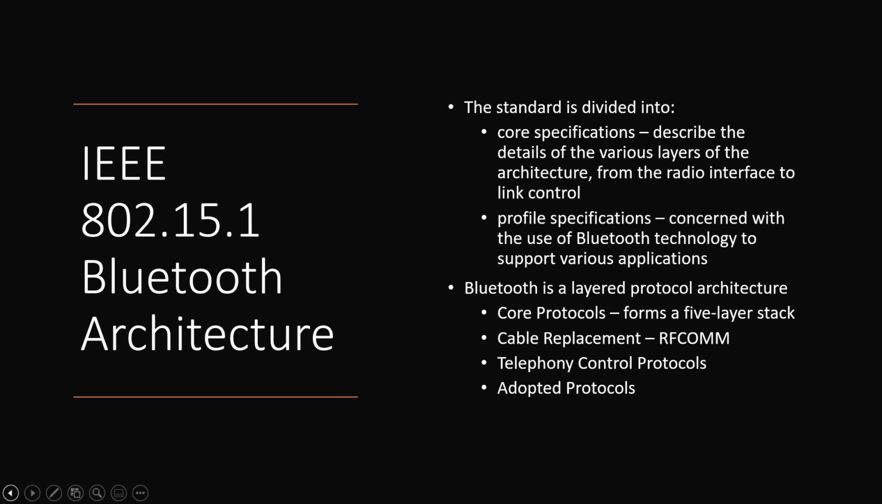So Bluetooth is a layered protocol architecture, and it contains the following 4 things, as you can already see. The first one is the core protocols, which form a 5-layer stack. These are the protocols which mainly define how Bluetooth works, and these are all the new protocols that Bluetooth brought forth. The second one is a cable replacement protocol, which is basically just RFCOMM or radio frequency communication. And the third one is telephony control protocols. We're going to see all of them in detail a few seconds later. And the fourth one is adopted protocols. This basically means all the protocols that Bluetooth has adopted, the protocols which already exist.